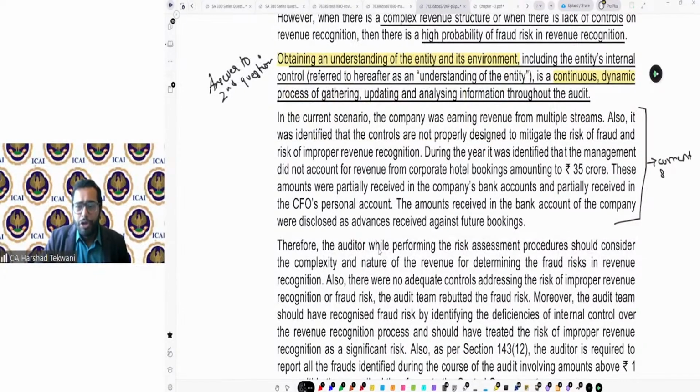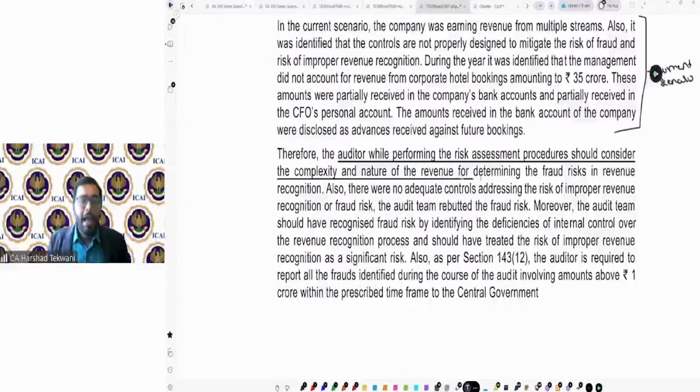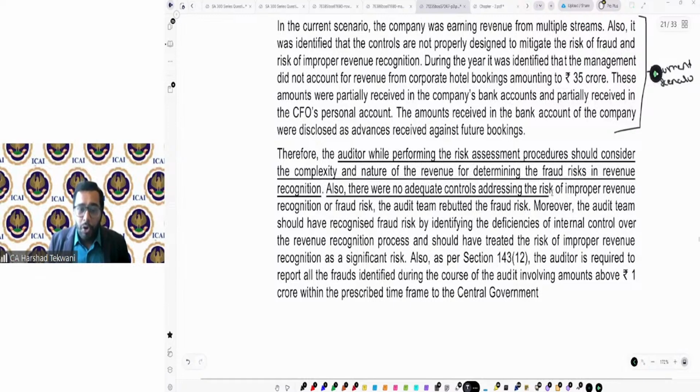What is there in the question? Current scenario, I'll skip reading it. Therefore, the auditor, while performing the risk assessment procedure, should consider the complexity and nature for determining the fraud risk in revenue recognition. Also, there were no adequate controls addressing the risk of improper revenue recognition, the fraud. The audit team rebutted the fraud risk. This part is your answer to question number 1. What did the audit team do wrong?